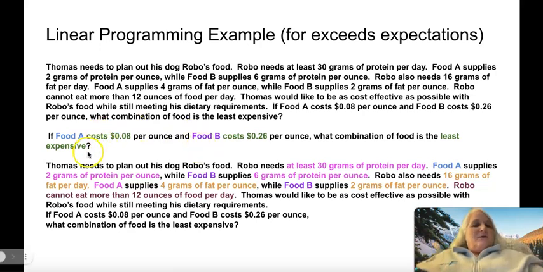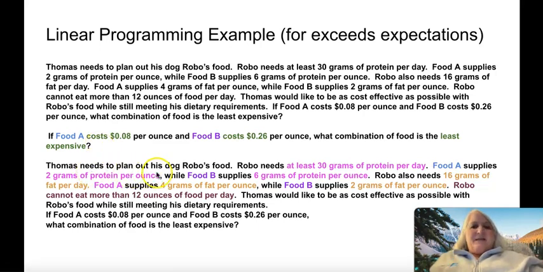And then when I'm looking for the maximum or minimum, it's least expensive, so I'm looking for the minimum because that's a smaller amount. And then the cost per one is part of my objective function. Okay, so the cost, 8 cents for food A times the X value, which would be food A, and then 26 cents times the Y value, which would be food B, and that would be my objective function. And then the smallest amount that I get in there from my critical points would be my answer.